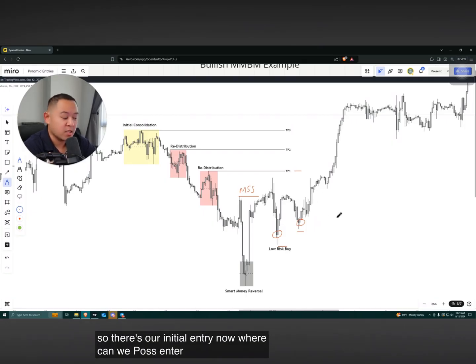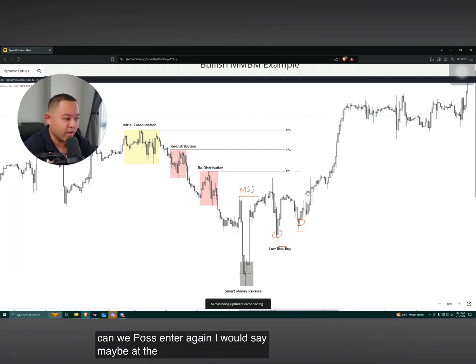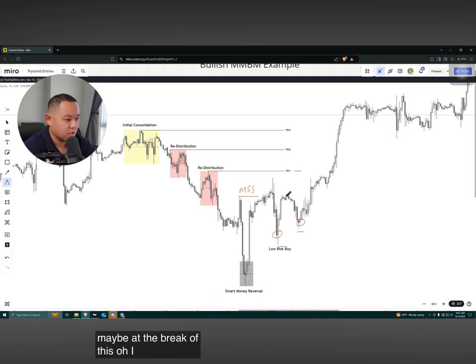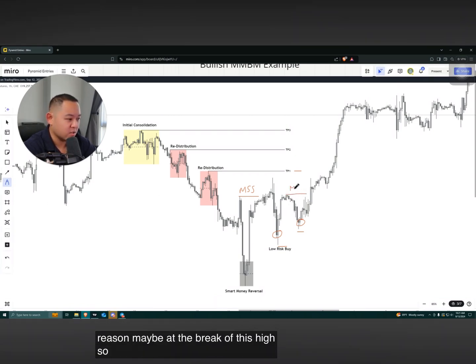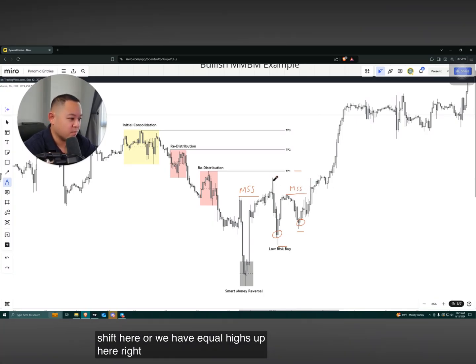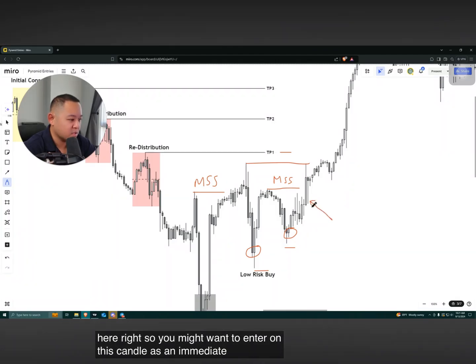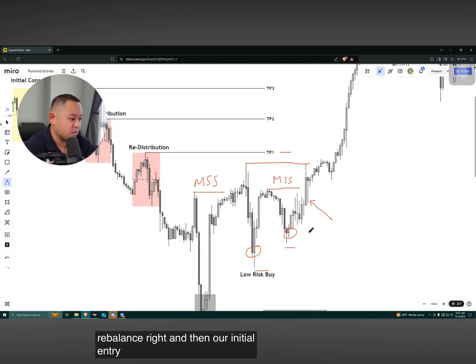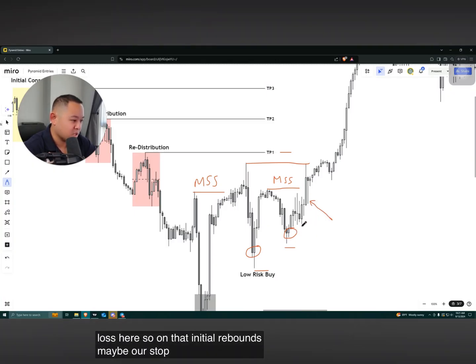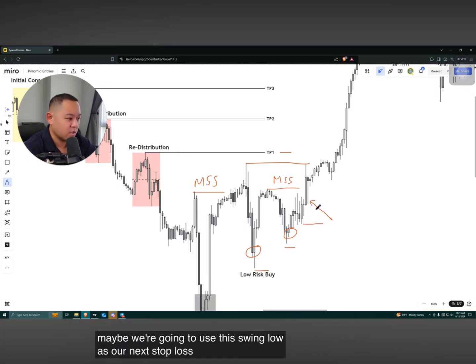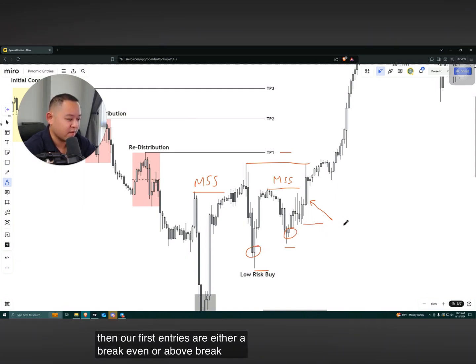Now, where can we possibly enter again? I would say maybe at the break of this. Oh, I just lost connection for some reason. Maybe at the break of this high. So we have another market structure shift here, or we have equal highs up here, right? So you might want to enter on this candle as an immediate rebalance, right? And then on our initial entry, maybe we're going to get our stop loss all the way down here at this swing low. So maybe we're going to use this swing low as our next stop loss point. Our second entry, that's where our stop loss is. And then our first entries are either at break even or above break even.